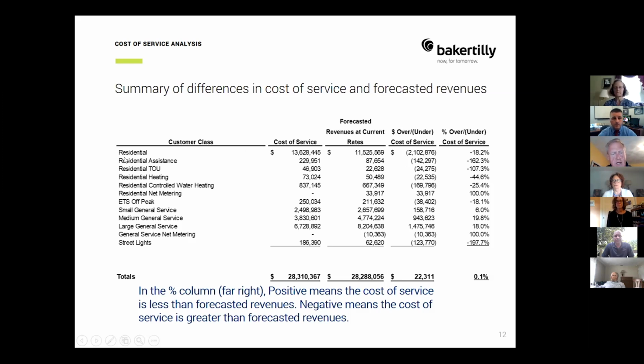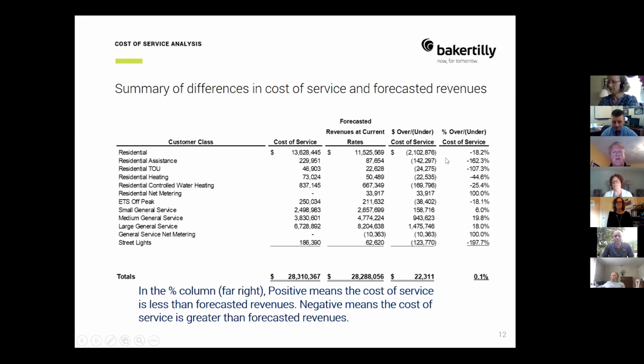But in each customer class, you can see a negative or a positive number. And what that says is that a positive number says that this particular customer class, their cost of service is higher than what you're recovering in revenues from that particular customer class. So for example, the residential class has a negative 2 million. So based on this analysis, it says that residential revenues are about 18% under their cost of service.